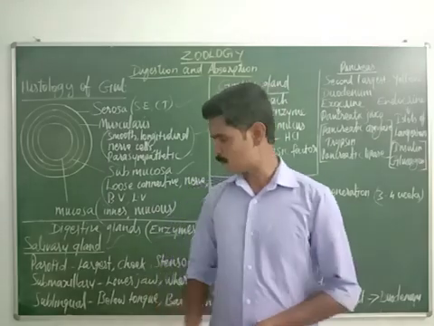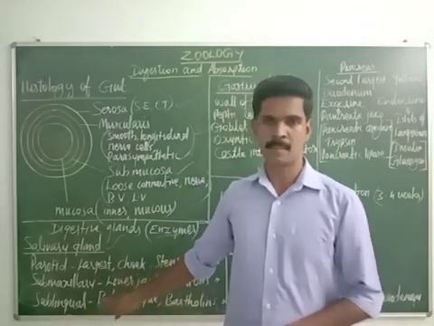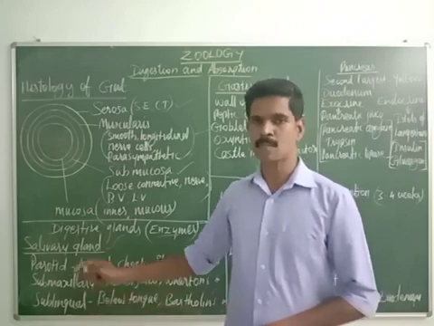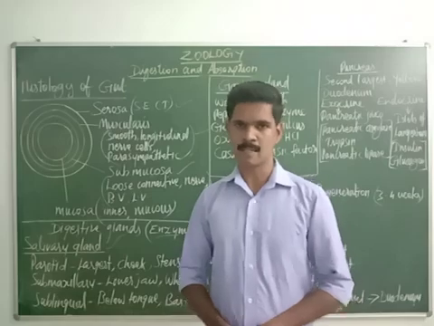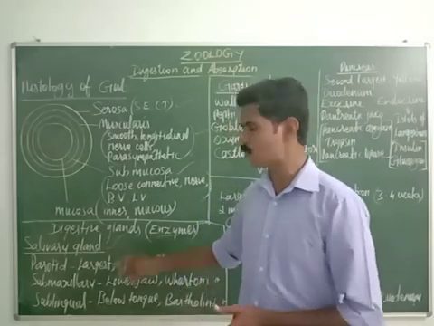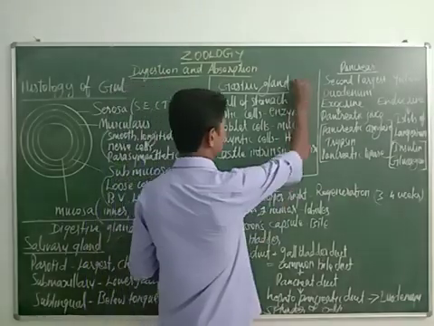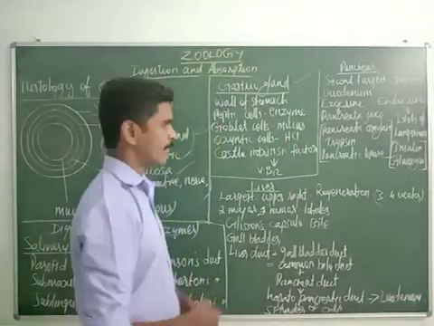Understand, my dear friends? Many one mark questions come here: the three pairs of salivary glands, their locations, and the ducts arising from them. Hope you have understood the salivary glands. Next we are going to study the next gland, the gastric gland.